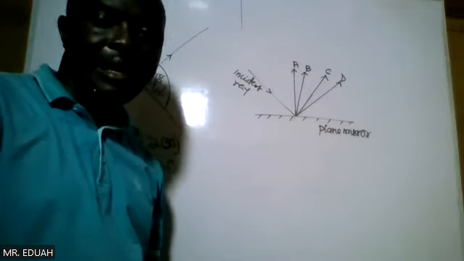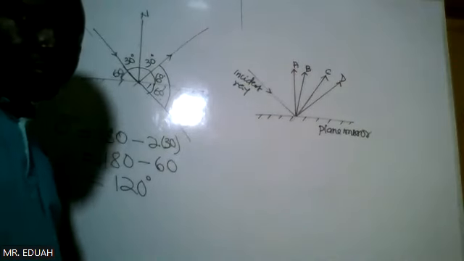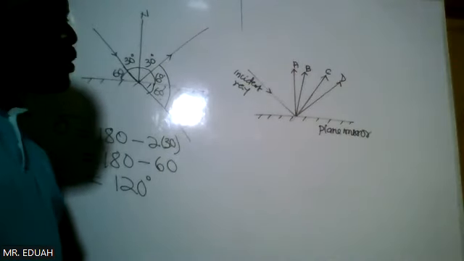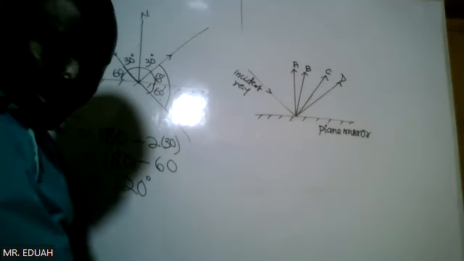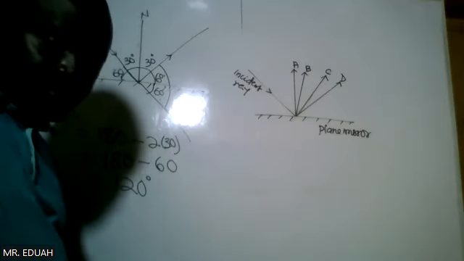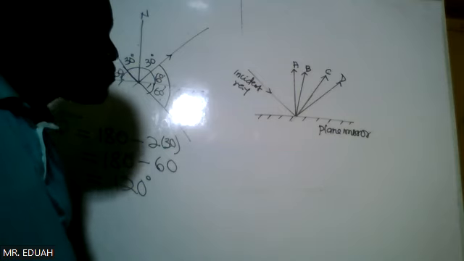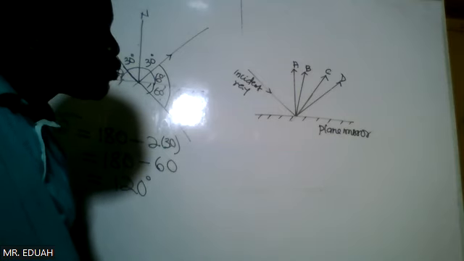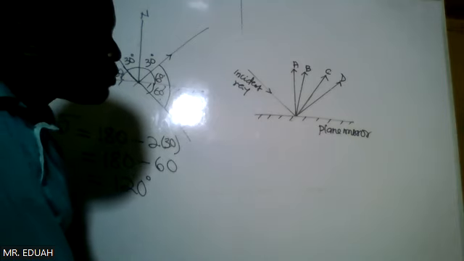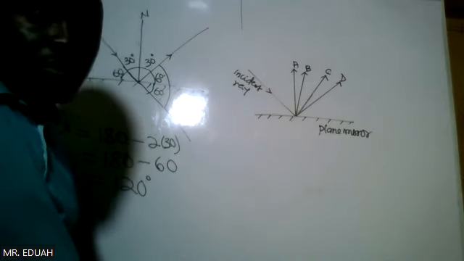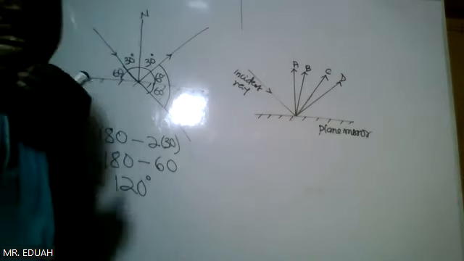Which ray best represents the reflected ray and why? Because the angle of incidence must be equal to the angle of reflection, provided there's a normal. So yes, D. Any different view?